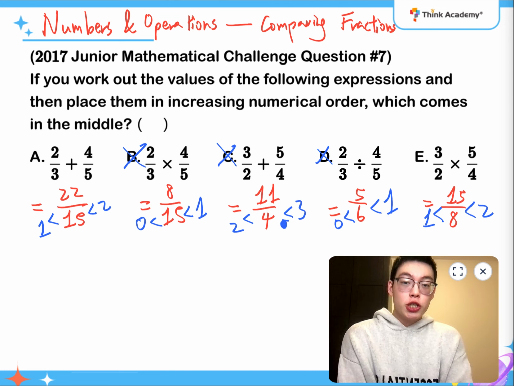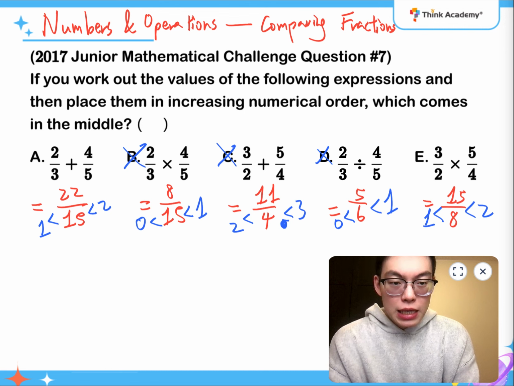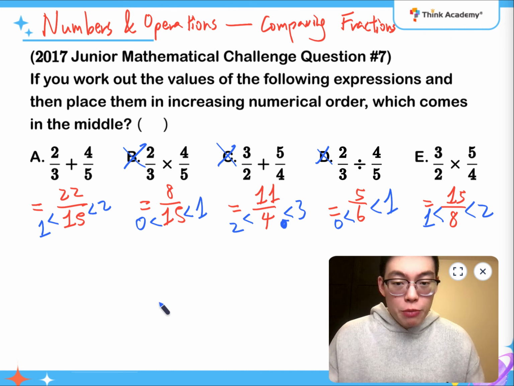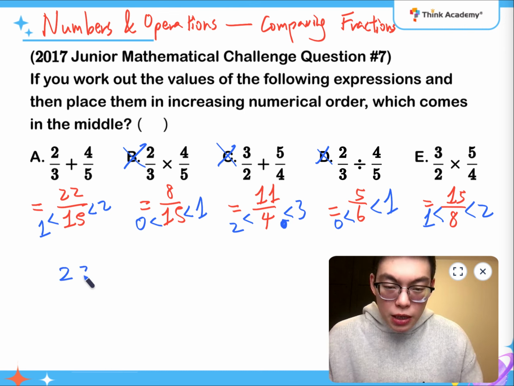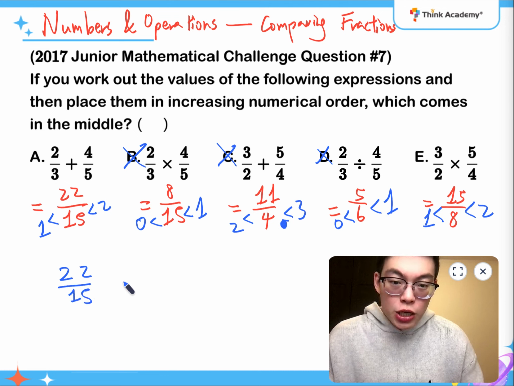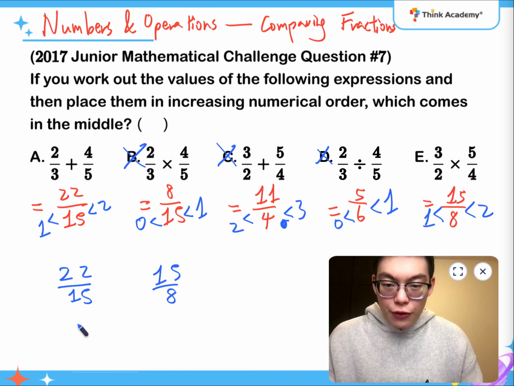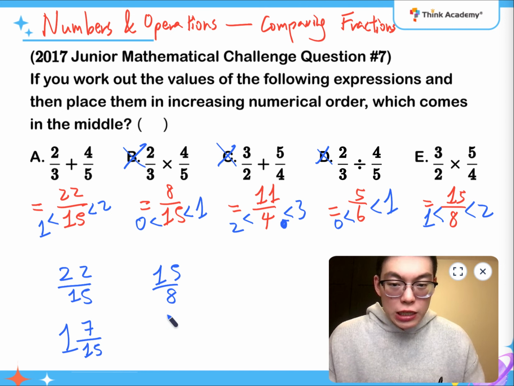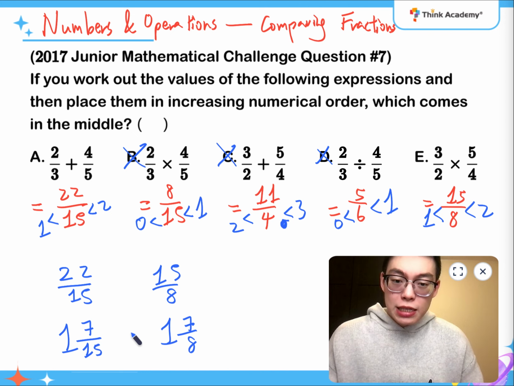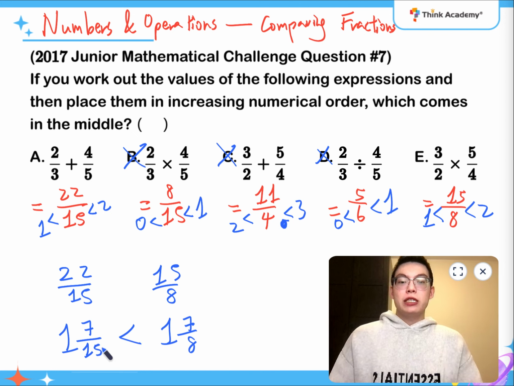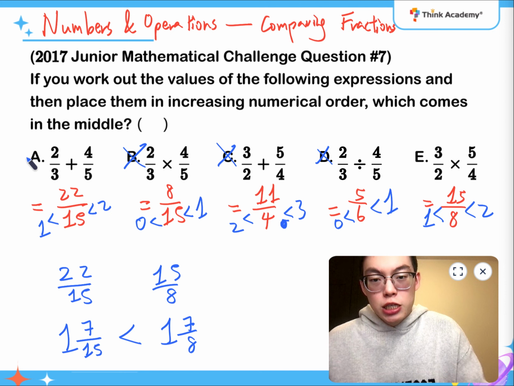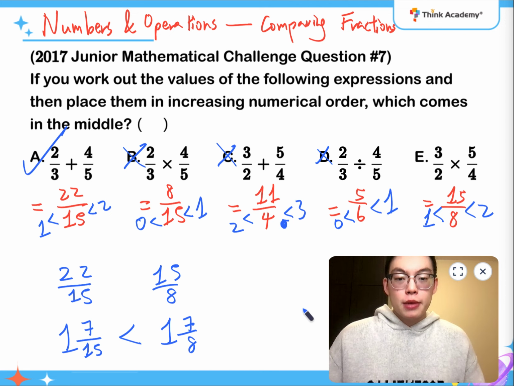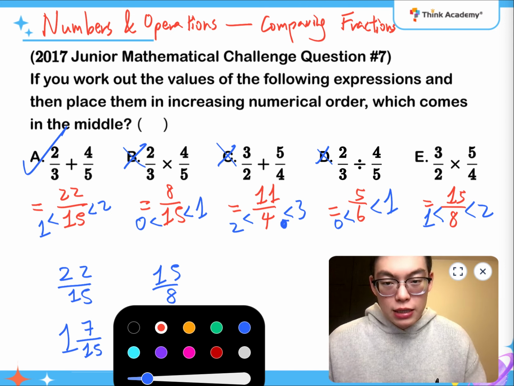So if I want to find the middle one, it means that it's going to be the smaller one of the remaining two, right? So now I'm comparing 22 over 15 to 15 over 8. And we can see that 22 over 15 is 1 and 7 over 15. 15 over 8 is 1 and 7 over 8, which means definitely 1 and 7 over 15 is smaller. So we've got the answer A. Okay, so that's how we can figure out the answer for this question.